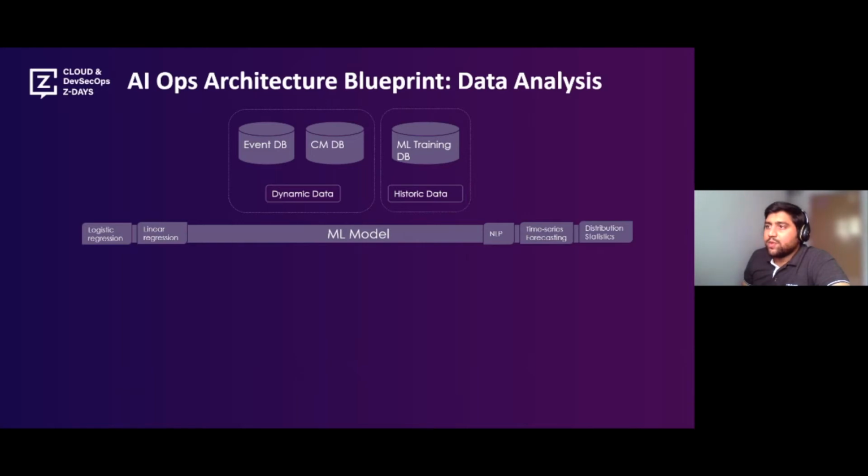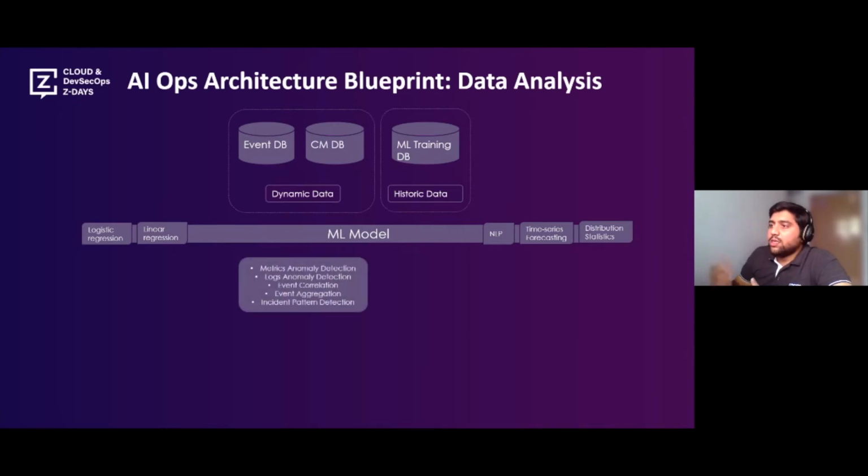I tried to represent these 5 machine learning algorithms over here. Each has its own purpose. Logistic regression will be used for correlating between the data, and linear regression will be used for anomaly detection. NLP will be used for trying to correlate between text, and time series forecasting and distribution statistics will be used for the predictions of the data.